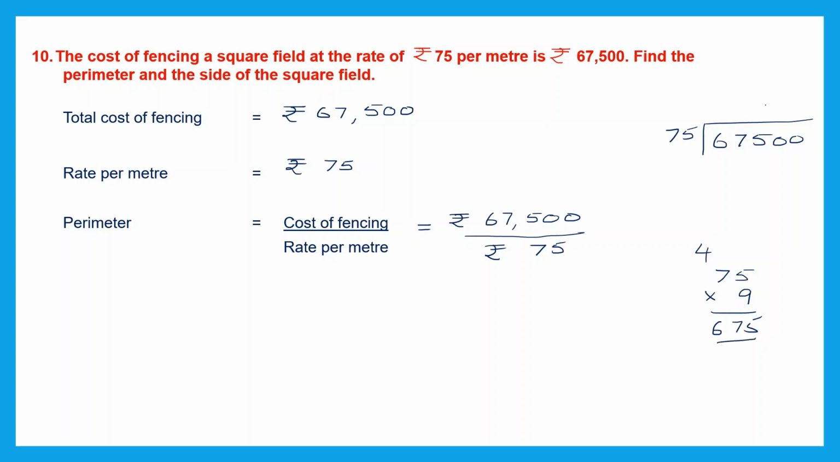So 75 into 9 is 675, minus. So we have 0 here. Now we can carry the 0 on top and this 0 also there. So we've got our answer, 900. So the perimeter is 900 meters. So we found the perimeter.